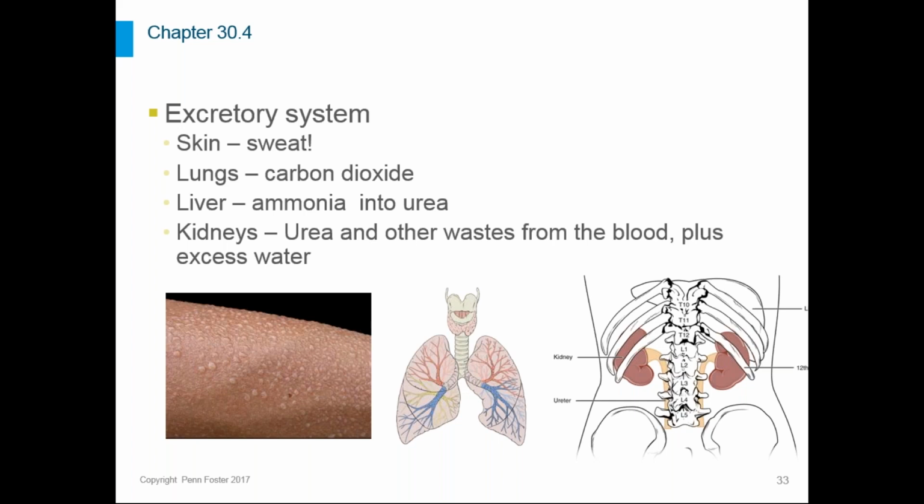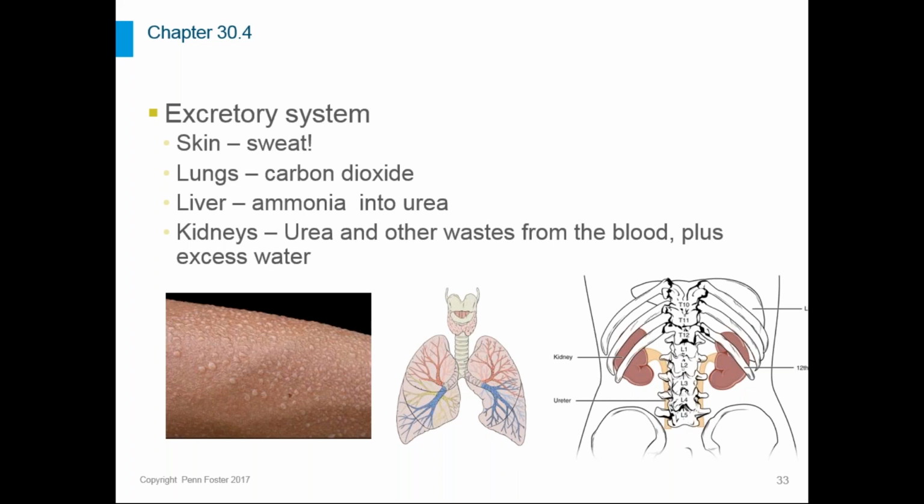Then you have the liver. Its main job is to convert ammonia, which is toxic, into urea, which is less bad. And the kidney's job is to take that urea and then take other waste from the blood and excess water, turn it all into urine and get rid of it. Okay, so those are the 4 important parts of the excretory system, but we're actually just going to focus on the kidneys for the rest of the chapter.